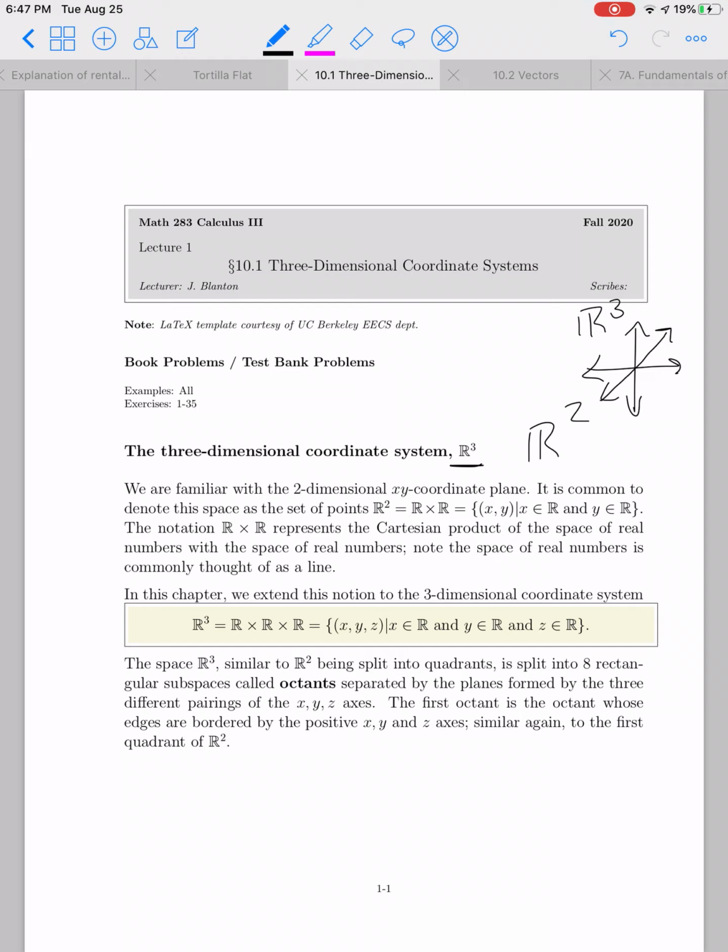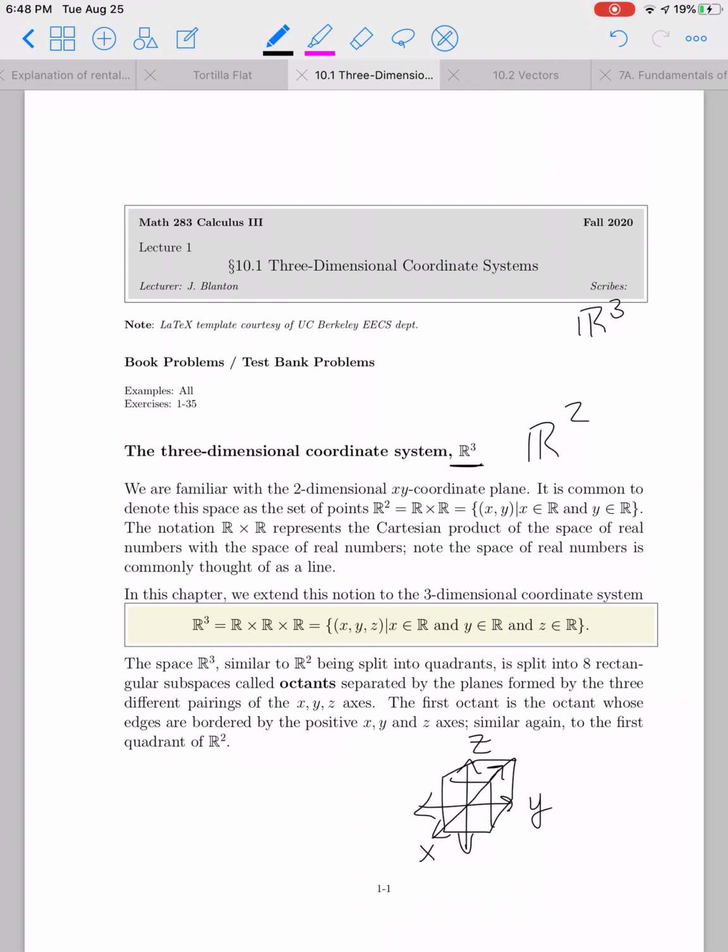We'll notice that R3 is broken up into 8 octants, just like there were quadrants for the plane. If I move this drawing of the three-dimensional plane down here, we can label where you see an X, that's the positive X direction, positive Y direction, positive Z direction. These things are arbitrary, but we will always denote the first octant as this cubical space here where X, Y, and Z are all positive. So that's our first octant, just like X and Y are positive in the first quadrant. So that's the introduction to the coordinate system.